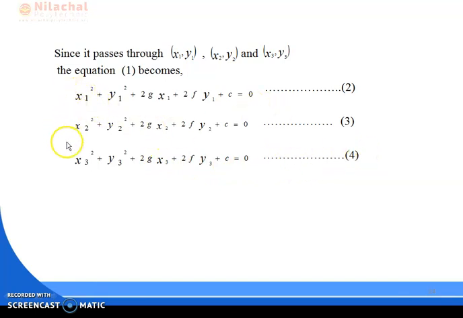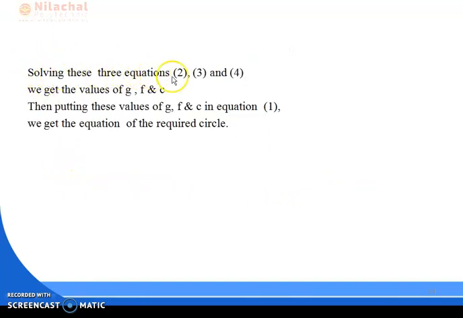How many equations do we have? We get 3 equations now: equation number 2, 3 and 4. There are various methods to solve these equations: elimination method, cross multiplication method, substitution method. Solving these 3 equations, we get the values of g, f and c. There are 3 equations and 3 unknowns, so solving them gives the g value, f value and c value.